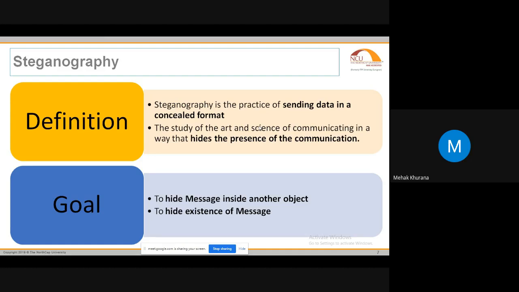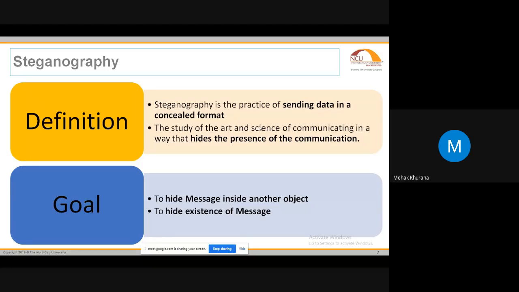In cryptography, the goal is to encrypt and secure the data. The goal here is also to secure the data, but in such a manner that the existence of the message is not visible to anybody who is watching the communication.